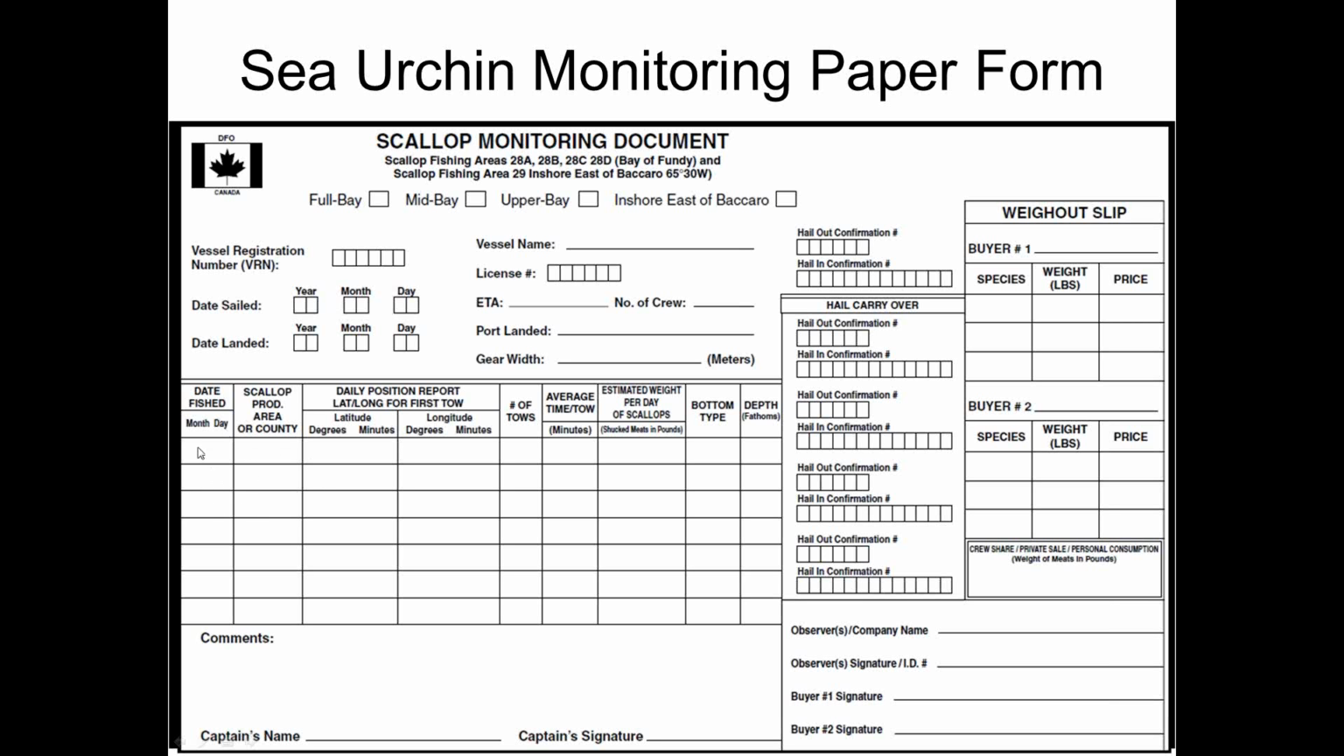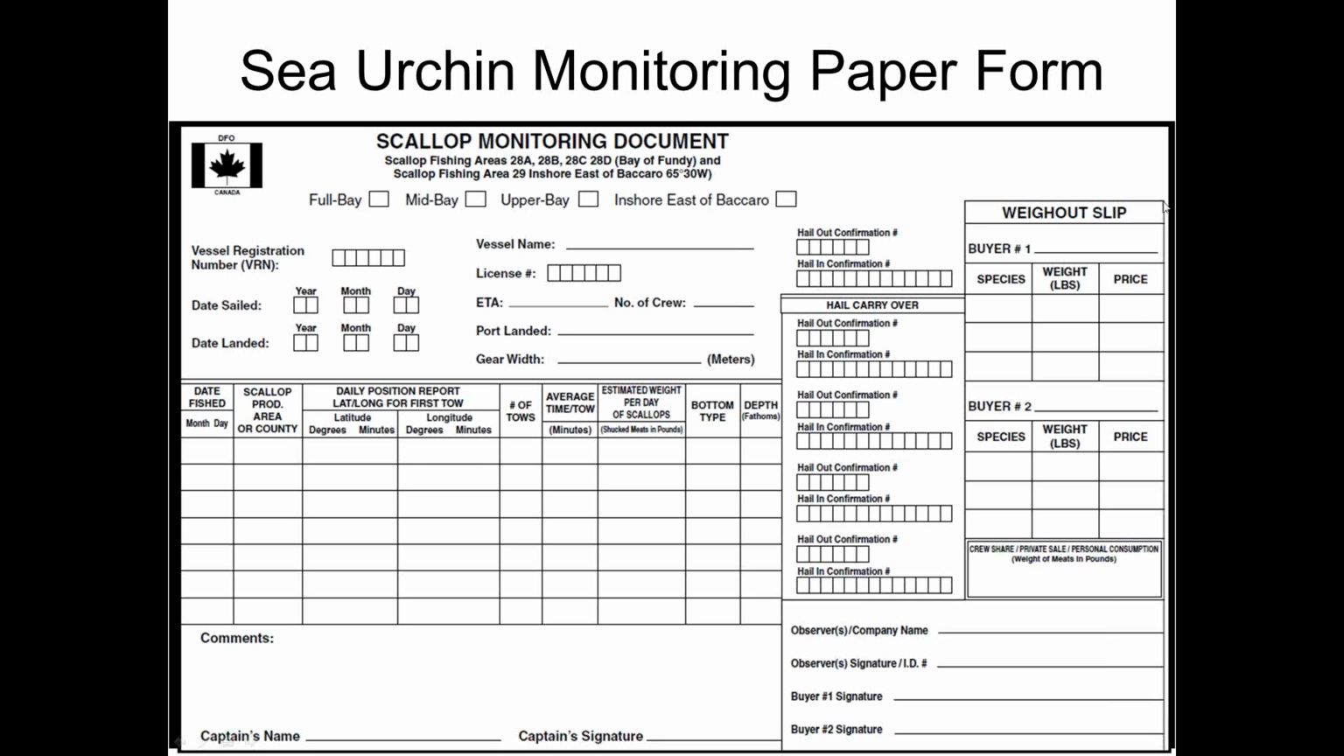So they're using a tow rake system, and they're raking the scallops from the bottom, and they're meant to add GPS, where it was done, the date, the number of tows, and the average tow time. Ultimately, they want to see the hail confirmations as well, and some hail carryovers. They have buyer information, and then you can add pieces for the captain's signature and name.